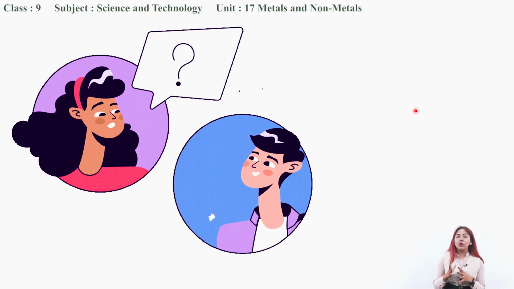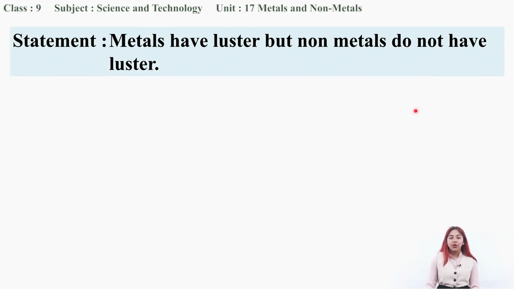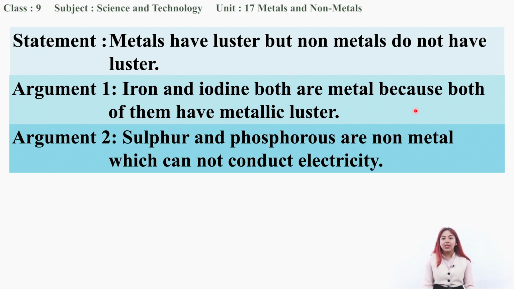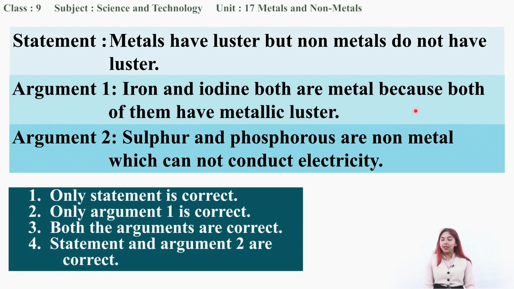Now let us try to solve certain questions and answers and check our knowledge. So here we have one statement and 2 arguments, and among these 4 options, one of them is correct. Now let us check which is the correct answer. Now let us read the statement. Metals have luster, but non-metals do not have luster. Is this true? Yes, it's true. Metals have luster, they have a shiny appearance, but most non-metals do not have a shiny appearance.